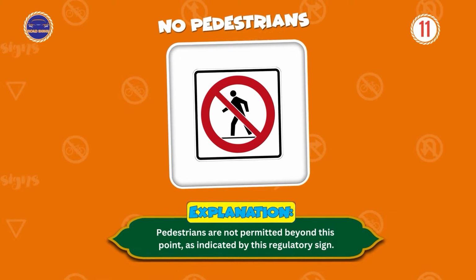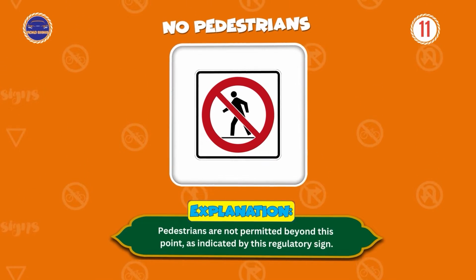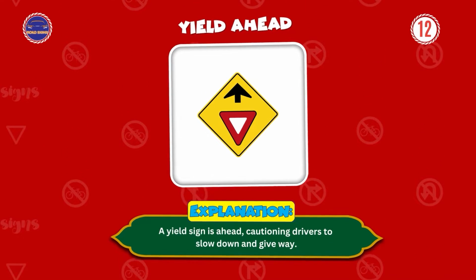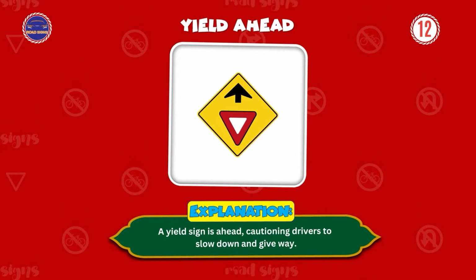This is the no pedestrian sign. Pedestrians are not permitted beyond this point. This is the yield ahead sign. It warns drivers that a yield sign is coming up, requiring them to slow down and give way.